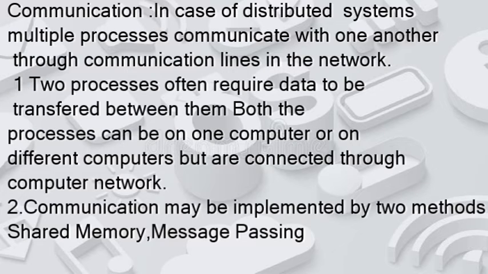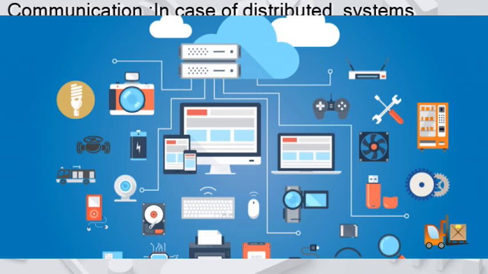The next type that we have is communication. Now coming to communication: in case of a distributed system, multiple processes communicate with one another through communication lines in the network. The major activities that the communication lines perform are, number one, two processes often require data to be transferred between them. Both processes can be on one computer or on different computers, but are connected through a computer network.